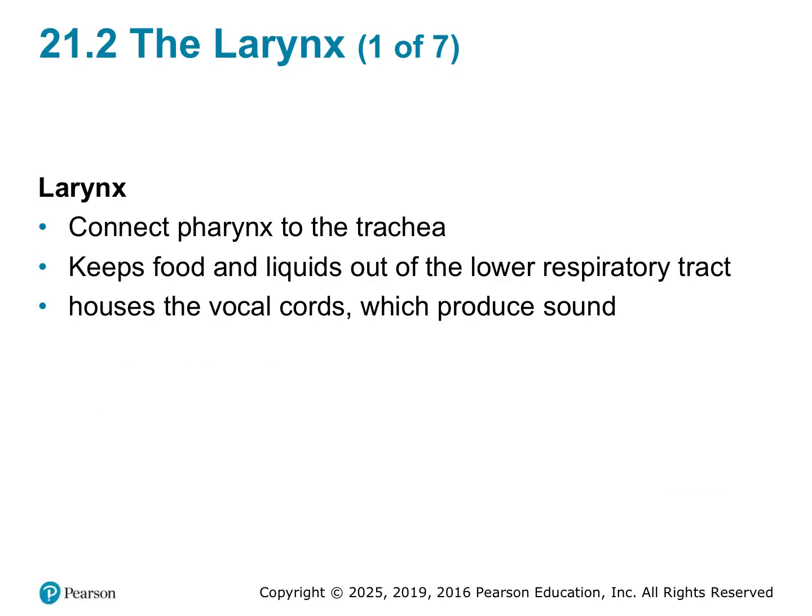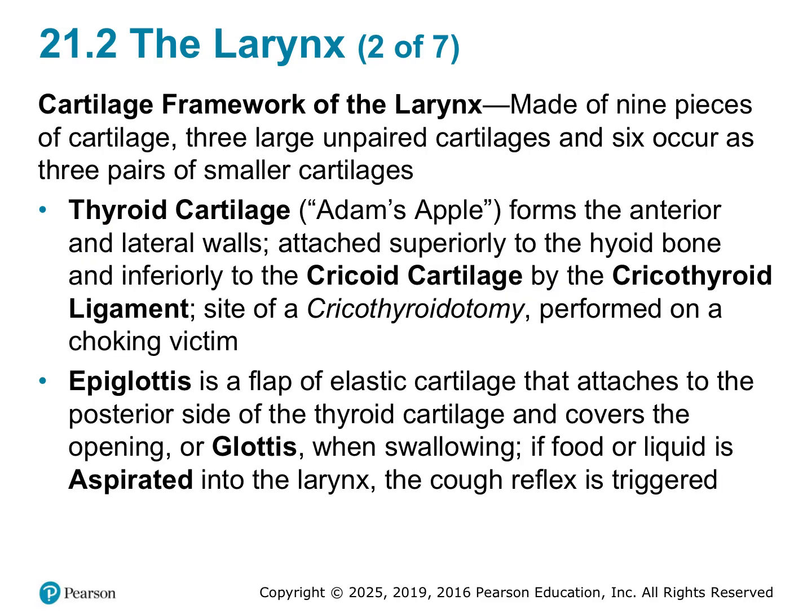So from the pharynx with the respiratory system, then we go to the larynx. The larynx is going to be the connection between the pharynx and the trachea. It's going to work to keep foods and liquids out of the lower respiratory tract. And then we also have vocal cords here for sound production. There is a series of cartilages that are found here. We'll just focus on a few of them.